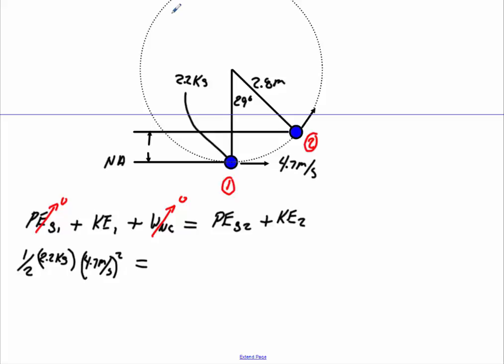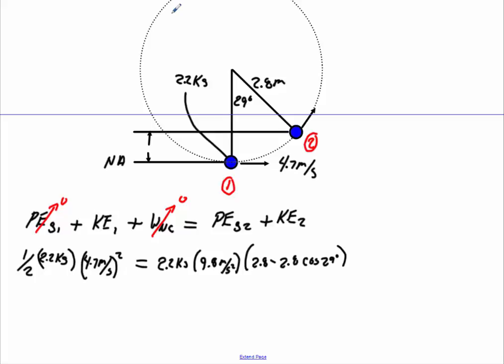So I'll write out the mass, 2.2 kilograms, times acceleration of gravity, 9.8 meters per second squared, times that distance, which will be 2.8 minus 2.8 times the cosine of 29 degrees.